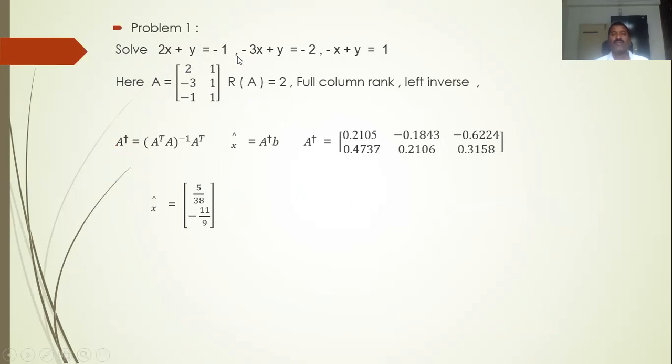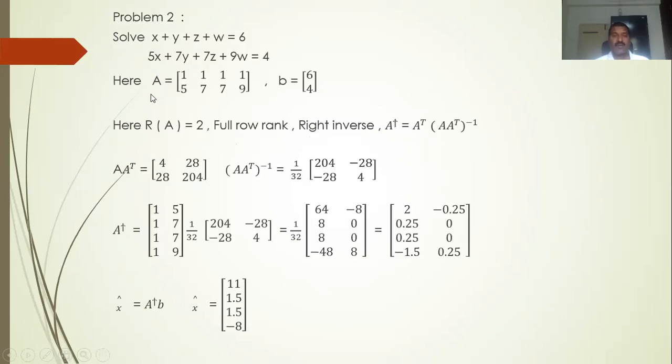2x plus y equal to minus 1, minus 3x plus y equal to minus 2, minus x plus y equal to 1. This is an overdetermined system, with rank equal to 2, which equals the number of columns. So it's a left inverse, and the left inverse is given by A plus equal to A transpose A whole inverse into A transpose. And you find that A plus this way: get A, get A transpose A, take the whole inverse, multiply by A transpose. This is my pseudo inverse, and this is my solution. This is the solution in a least square perspective.